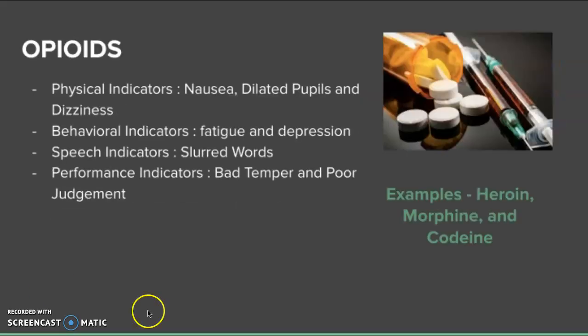And then for the opioids, some examples could be heroin, morphine, and codeine, and that can be in liquid form. It can be where you shoot it in your arms with little needles and it goes straight to your bloodstream, or it can be in pill form. The physical indicators can be nausea, dilated pupils, and dizziness. The behavioral indications are fatigue and depression. The speech indicator would be slurred words, where they cannot speak the correct word, or their entire sentence is just slurred into one. They never take a break. And the performance indicators will be bad temper and poor judgment.